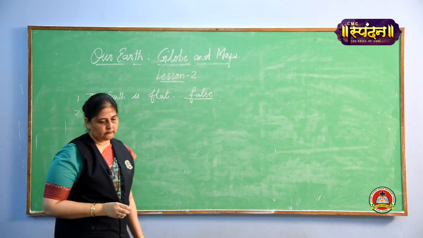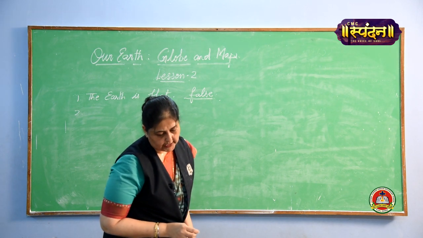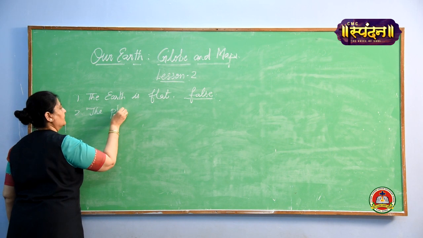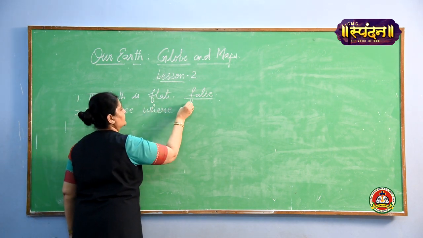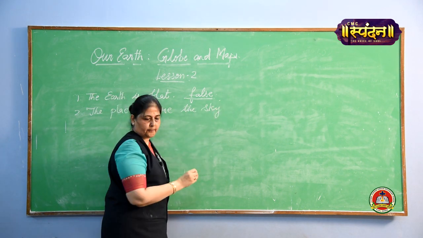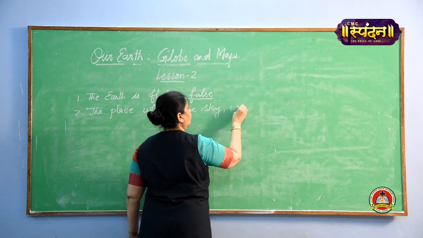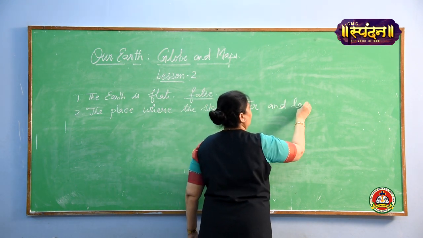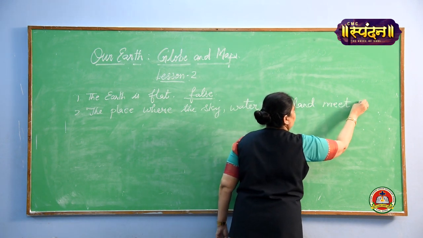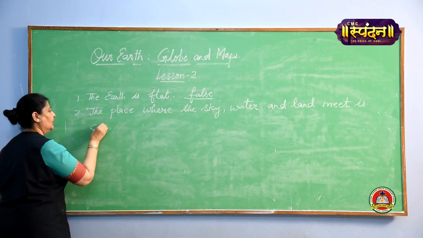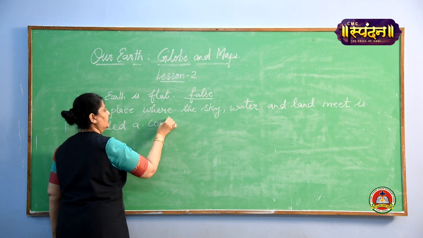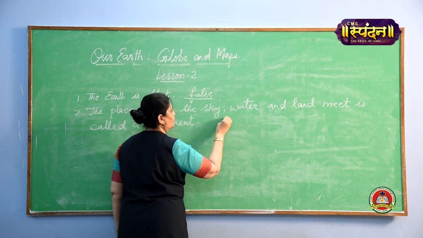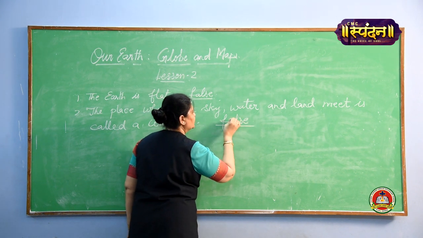Second one. The place where sky, water and land meet is called a continent. Is it called a continent? No, it's called a horizon. So this is false. False again, children.